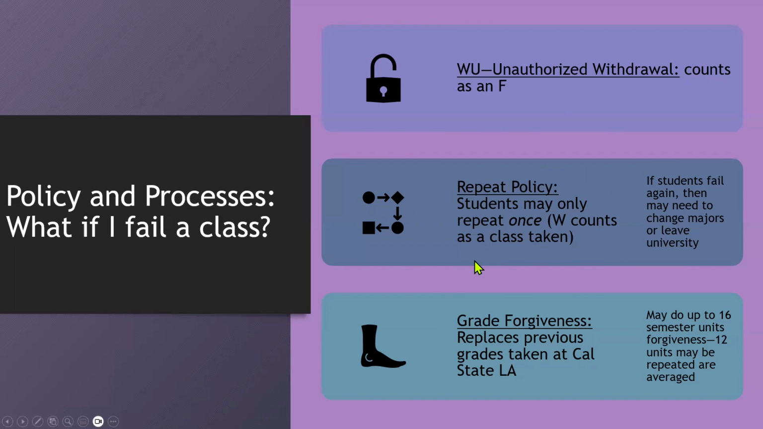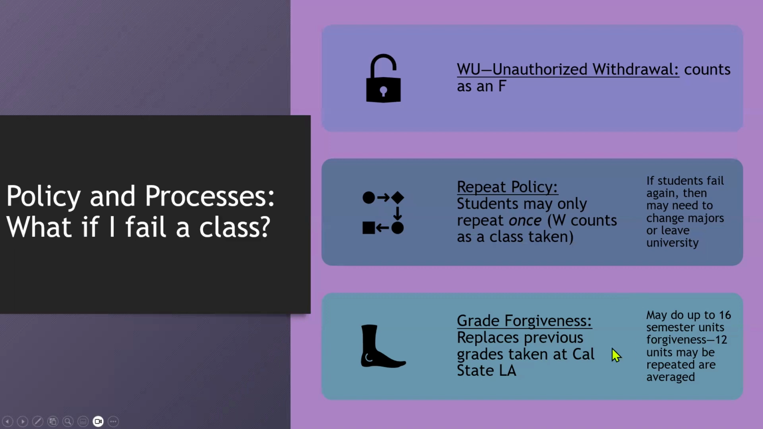Also, we do have a grade forgiveness policy. Let's say, for example, you took a course once, you failed it, you repeated the course, and the second time you took it, you got a B. What grade forgiveness does is remove that first F from the GPA calculation, but it'll still be on your transcripts. It'll still show when you took it and the grade you got, the F, but it won't be included in the GPA calculation once you've repeated the course successfully.